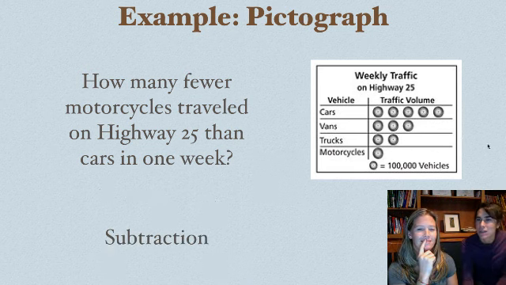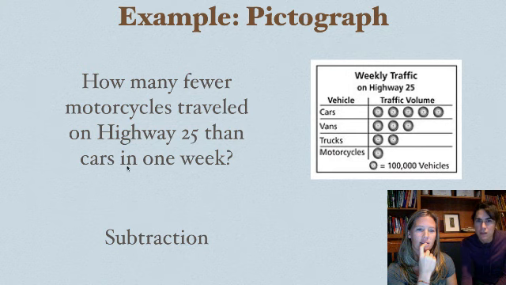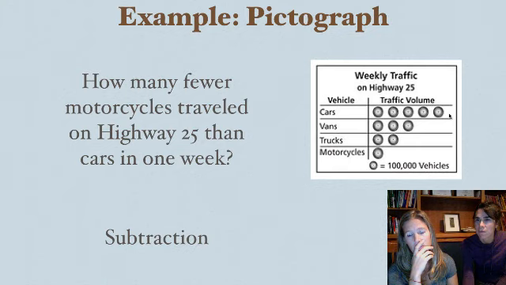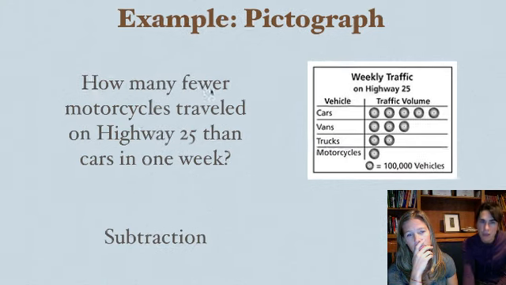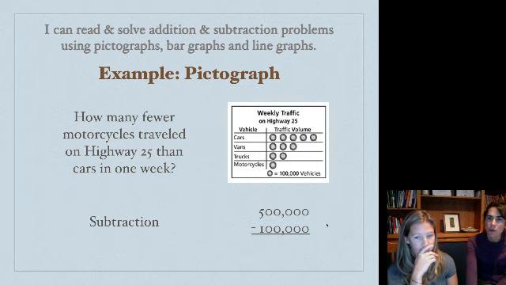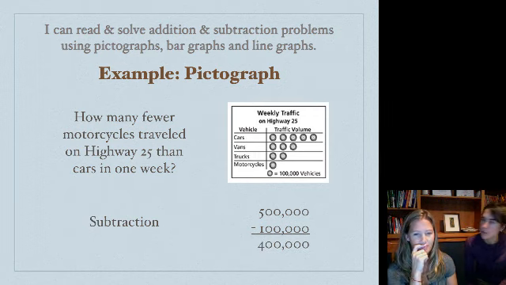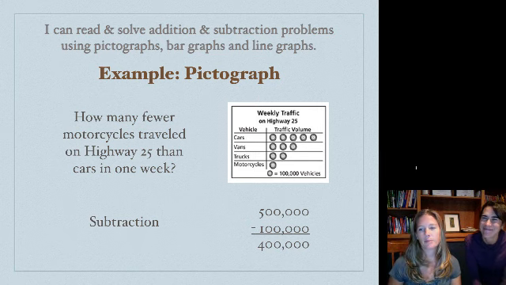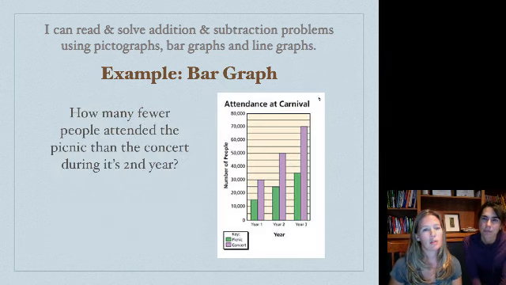Once again, being careful about this key, we want to think about how many fewer motorcycles than cars. So I'm going to look here. I have 1, 2, 3, 4, 5 wheels, which represents 500,000, minus motorcycles, 100,000. So I should see a problem that looks like this now. And of course, since you're so good at subtracting now, you should get an answer of 400,000. Absolutely.